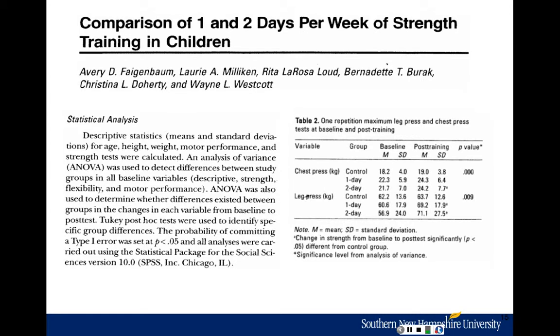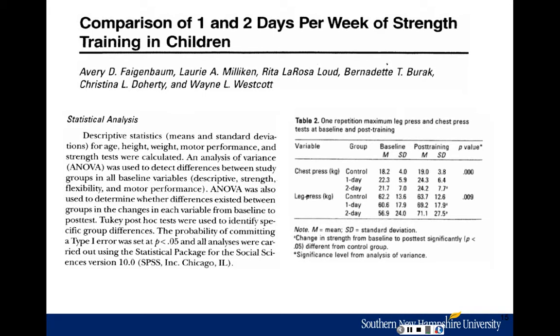If you look at the last column, it gives you the p-value. There's a star right next to the p-value, and it says this significance level is from the analysis of variance. So in both of these analyses, chest press and another for leg press, there was statistical significance in both of these from the analysis of variance.